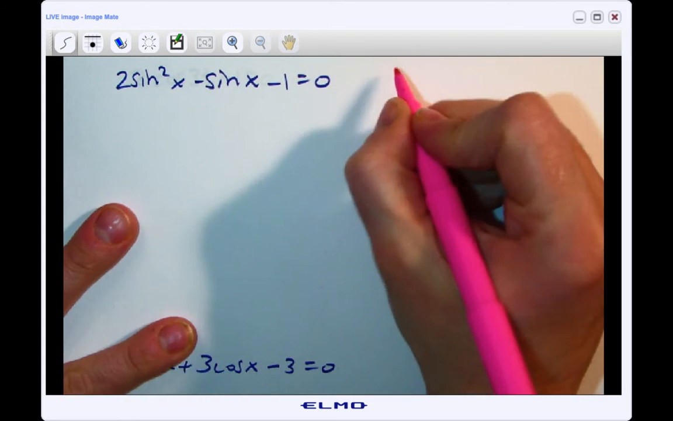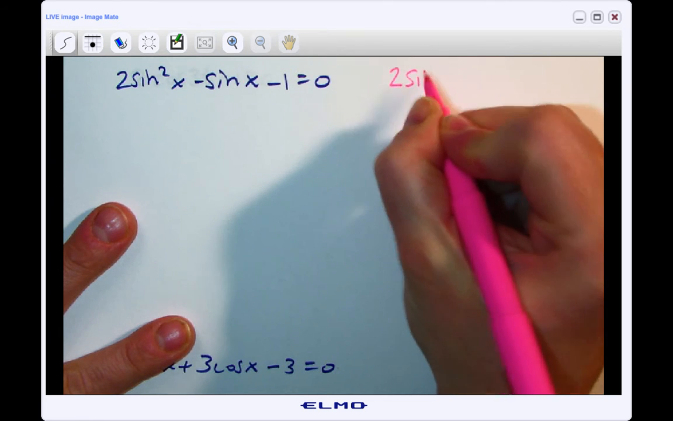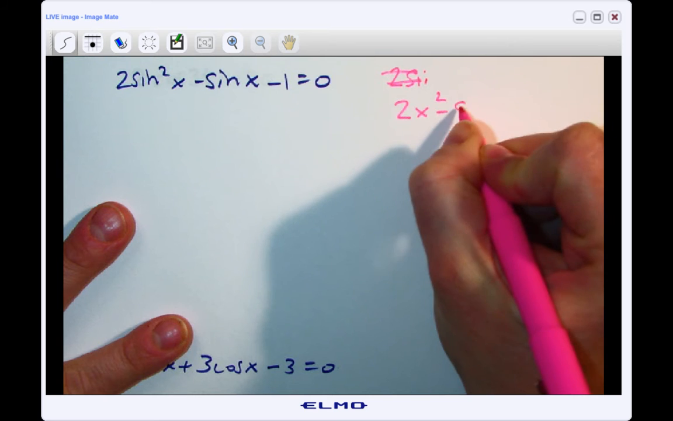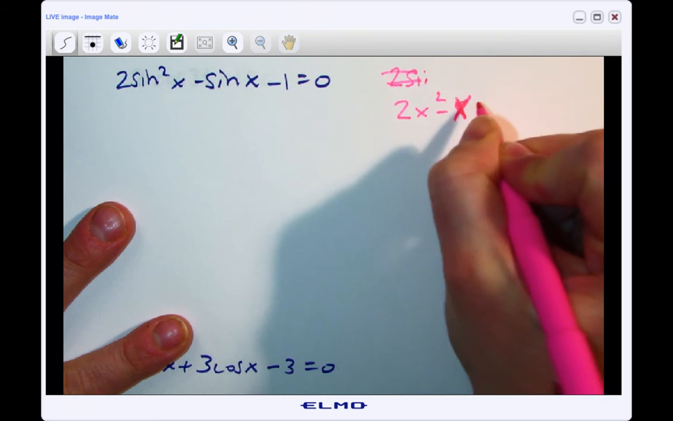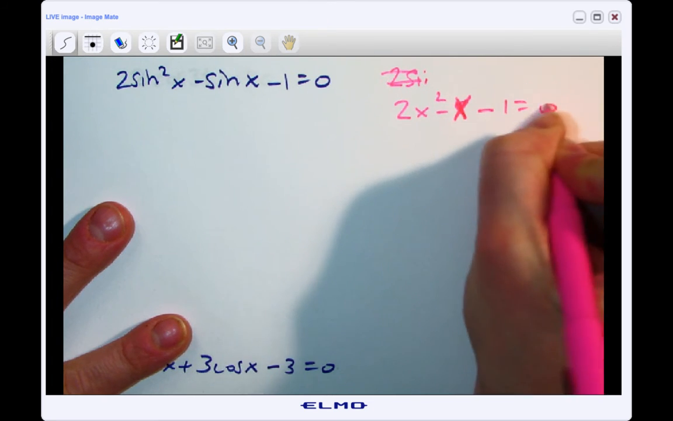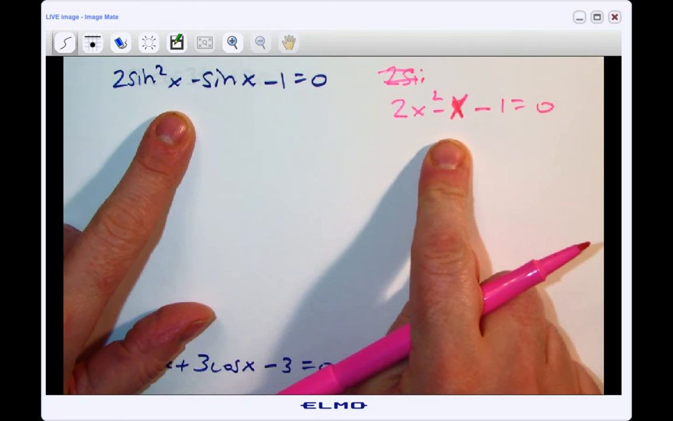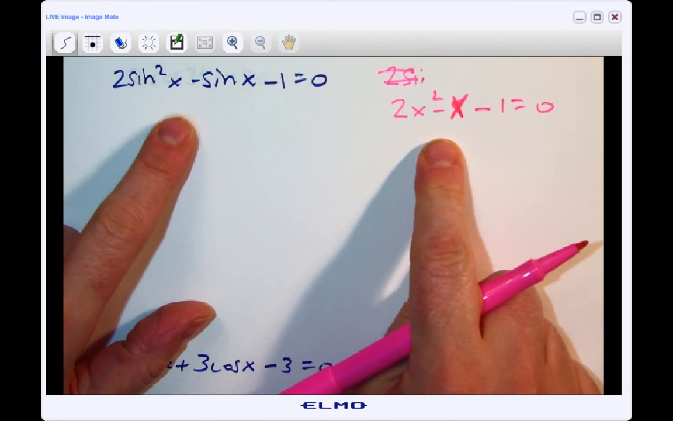So when I'm looking at this one, I want you to think about it like this. This is what I want you to think about. This and this are basically the same thing. We're going to solve them in the same way.